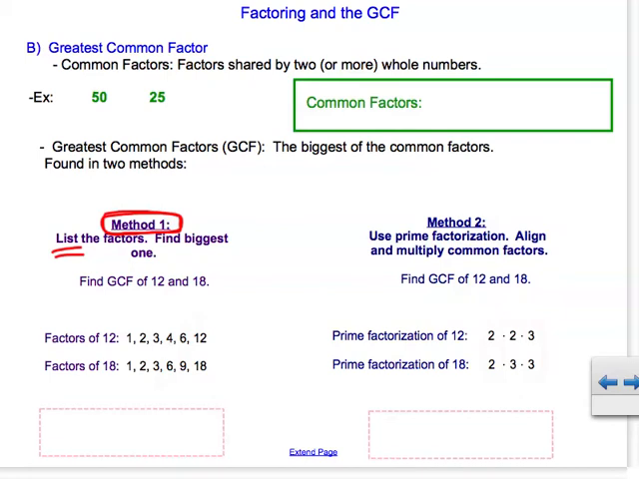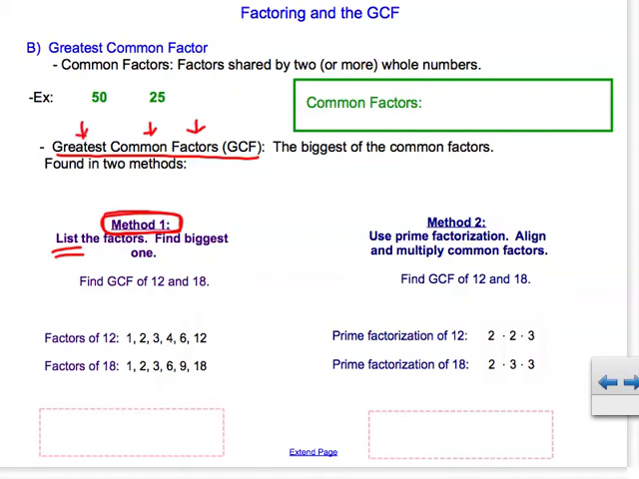Just to review, what is the greatest common factor? The greatest common factor, it's just like it sounds. It is some number that 2 things have in common as a factor, but it's the biggest of them. Okay, let me do an example.